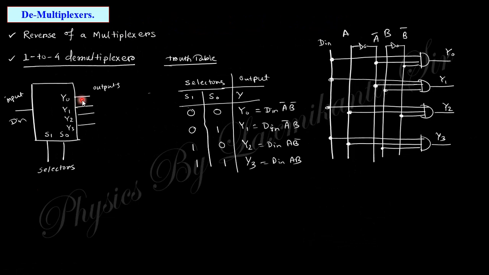Next is the demultiplexer. This is the reverse of the multiplexer. In a multiplexer, you have many inputs and a single output. In reverse, there is one input and many outputs. Which output the input comes out from depends upon the selector. So the selector selects which output the input comes out from. The circuit diagram will be like that.